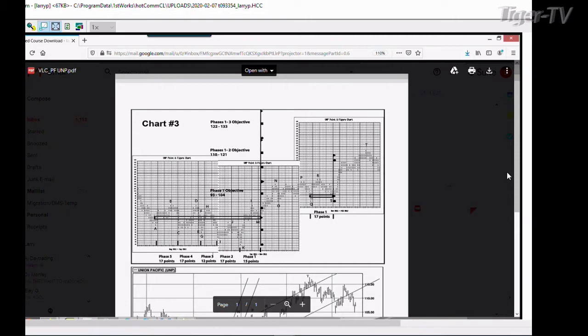Which one are you going to post, Larry? Chart number 3, Jim. Chart number 3. Let me just quickly look at it. Okay. That's Union Pacific, I believe.